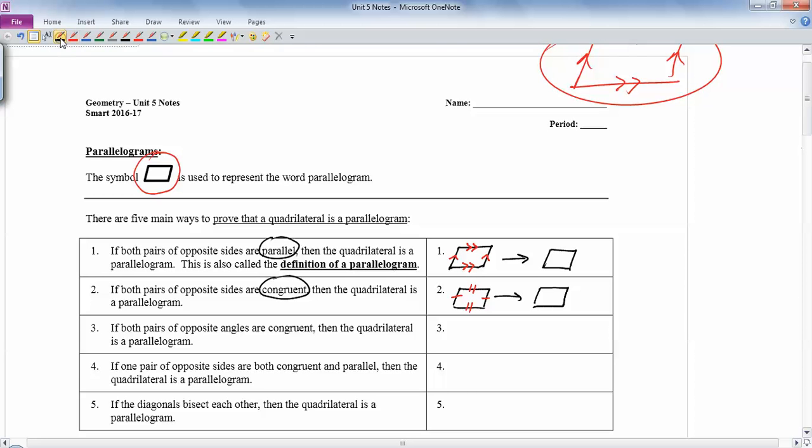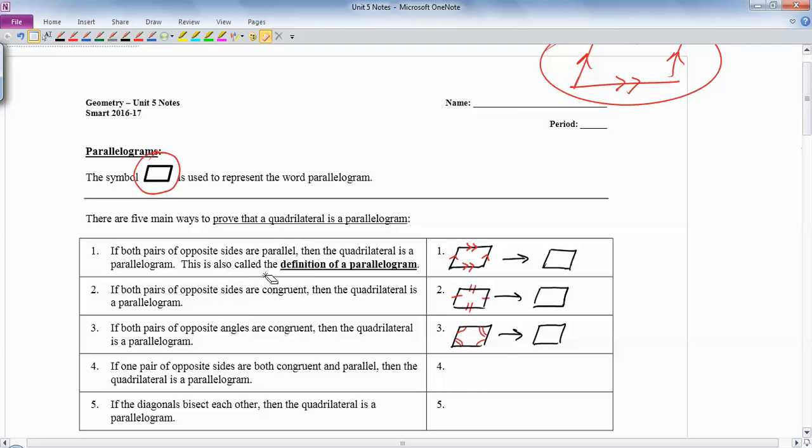Okay, the next one, now notice this one, it's the same exact thing as before, except sides turned into angles. So instead of marking opposite sides congruent, I'm going to mark opposite angles congruent. So I'll put one curve here and one curve there. And then at the same time, I'm going to put 2 curves on the other corners.